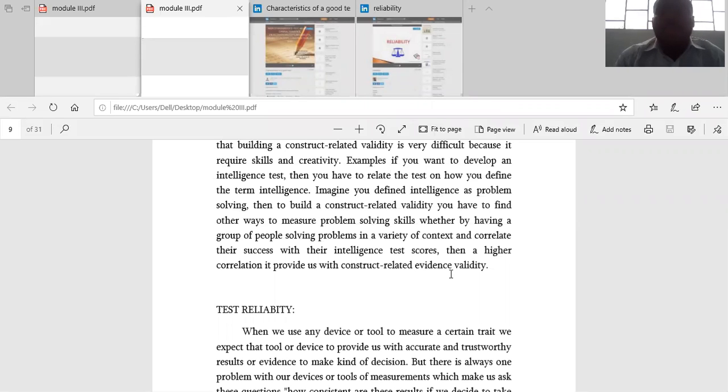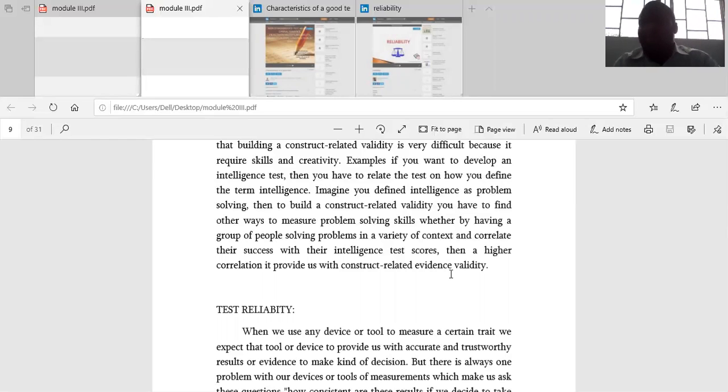Once again, in the first session, we've seen one of the characteristics of a good test, which is validity. And we're going to the second characteristic, which is reliability, so that we can judge whether the test was good, considering the point of reliability. So you may ask yourself, what is reliability?